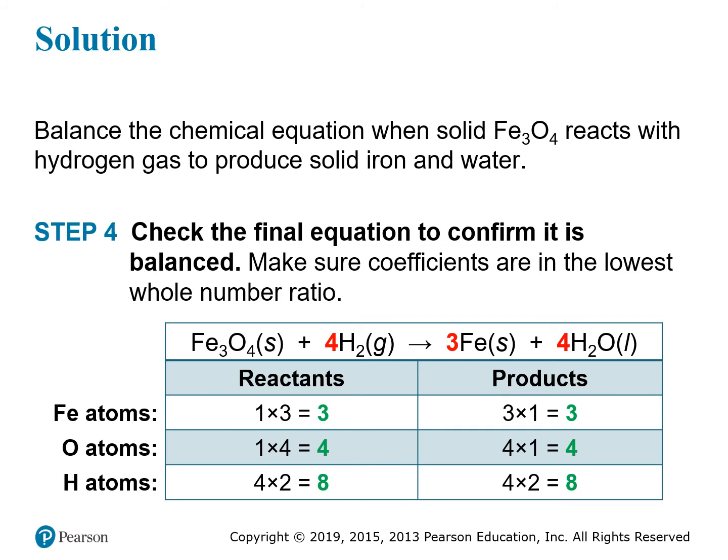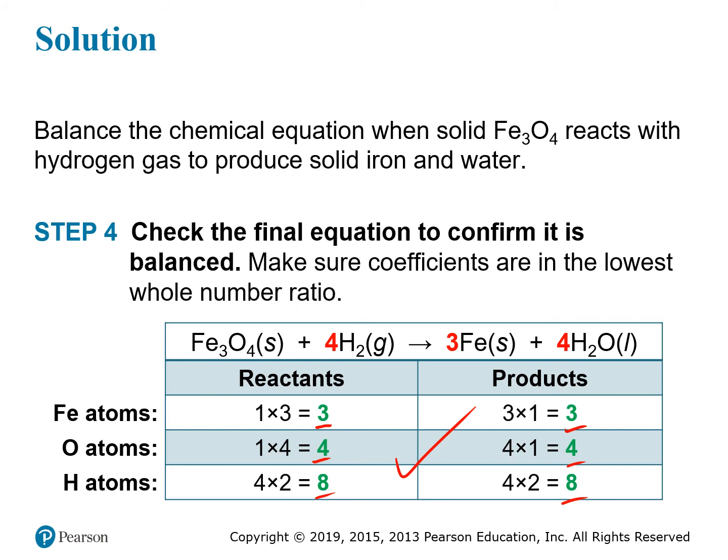And so then the final step is really just to check that we have actually balanced it, and to see if we have it reduced to the smallest whole number ratio. So in this case, we just double check our math, and we see that we have 3 iron atoms on both sides, 4 oxygen atoms on both sides, and 8 hydrogen atoms on both sides. And so it is balanced, and there's no common factor that we can pull out of these coefficients, so we can just leave it like this.